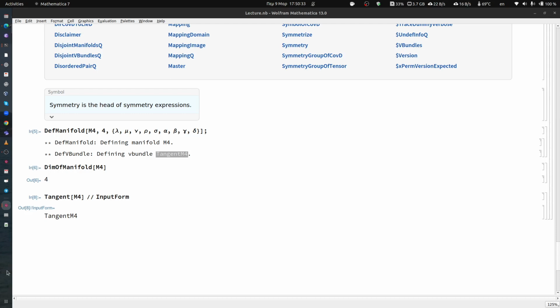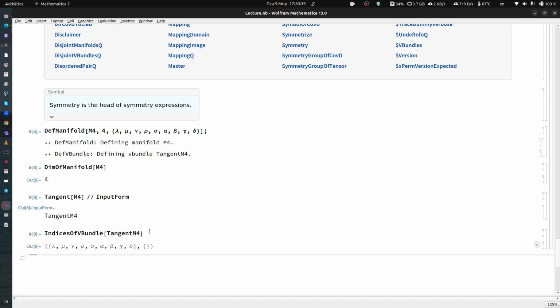So you can use this name, for example, to find out what are the indices that are used in computations that involve tensors in this bundle. So you see the indices that we have asked for in our DefManifold line here.